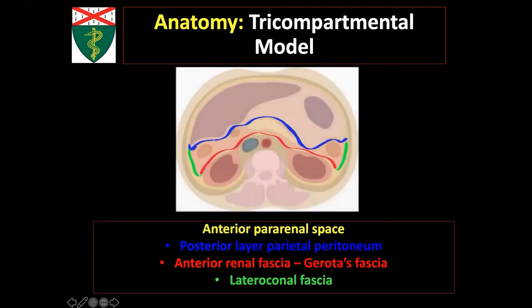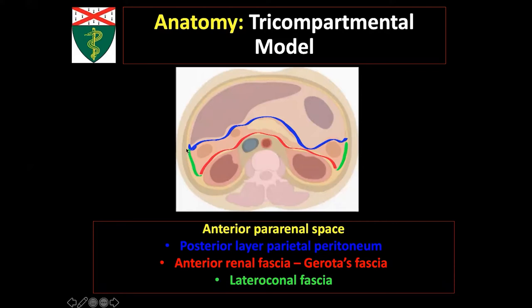Now, the anterior pararenal space is delineated anteriorly by the posterior layer of the parietal peritoneum. Here, this is highlighted in blue. Posteriorly, it's delineated by the anterior renal fascia. It's also known as Gerota's fascia. It's highlighted in red over here. And laterally, it's defined by the lateral conal fascia, here highlighted in green.